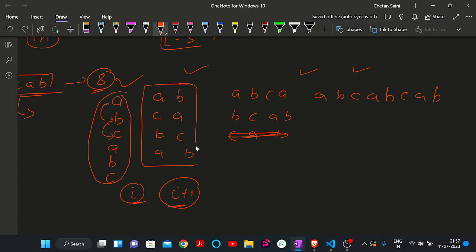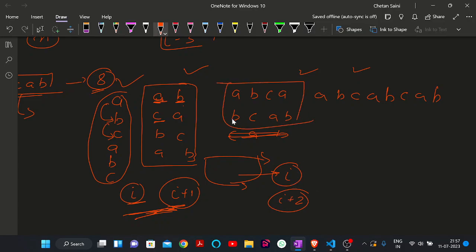For this one, there are two conditions. The first condition is that the i and i plus one characters should not be the same, which we have considered here. Another one is i plus one and i plus two, meaning the i and i plus two characters should not be the same. The i character and the i plus two character, these two should not be the same. In this one, i and i plus 1 should not be the same. Another one is i plus 1, i plus 2, i plus 3, i plus 4, which means i and i plus 1 we have considered here.